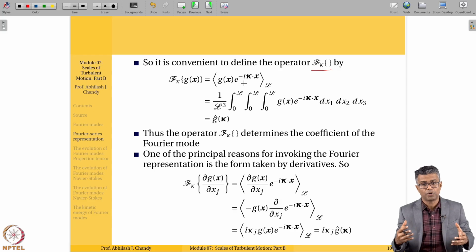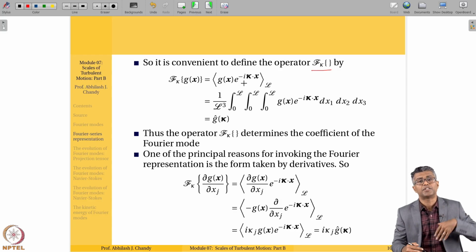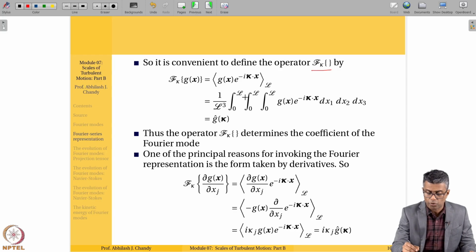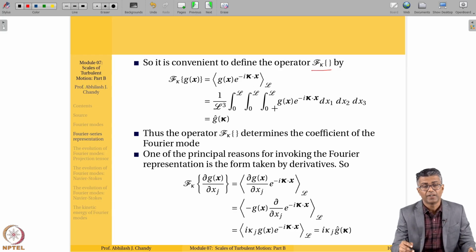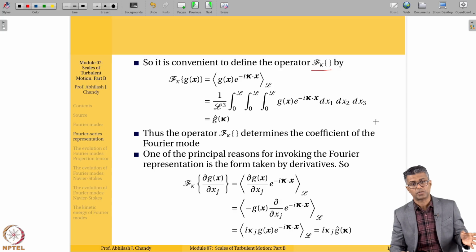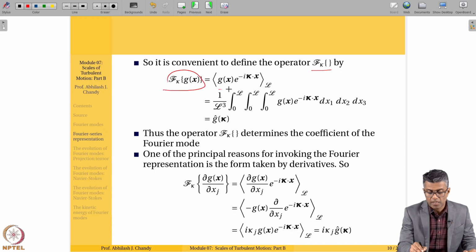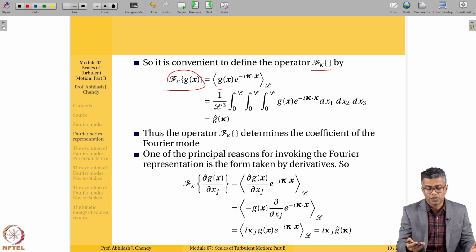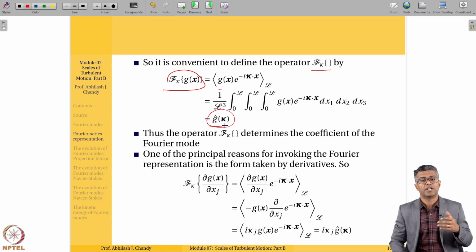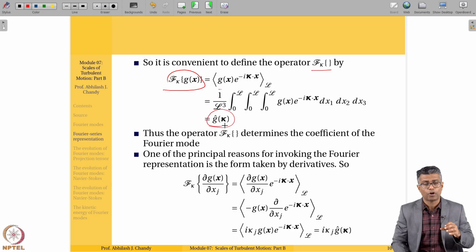of that. Which means, how do you define a volume average? It is 1 by L cube, integral in all three directions. So triple integral. So 0 to L, 0 to L, 0 to L. And then you have the integrand, which is g of x e to the minus I kappa dot x. And then you have dx1, dx2, dx3 for the three directions. This operator operated over g of x is this volume average, isn't it? Which we just proved that it is g hat of kappa, meaning it is a Fourier mode. So essentially, if you define an operator fk, that happens to be your Fourier mode. So that operator is now defined to be the Fourier mode.